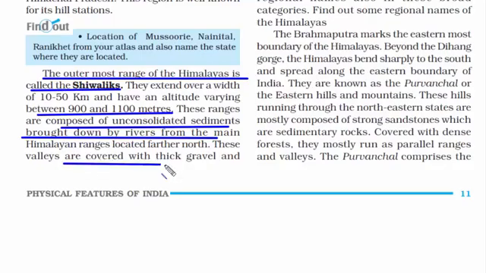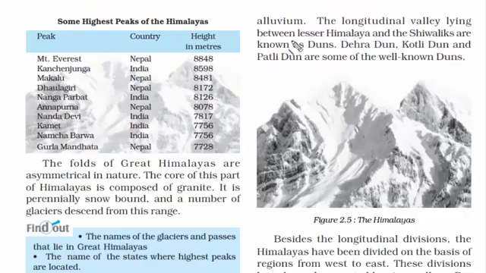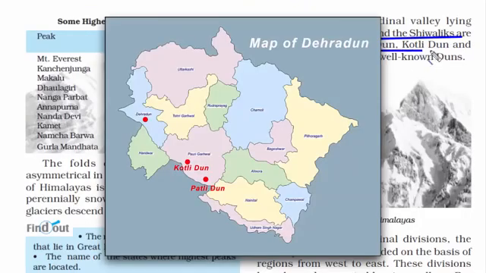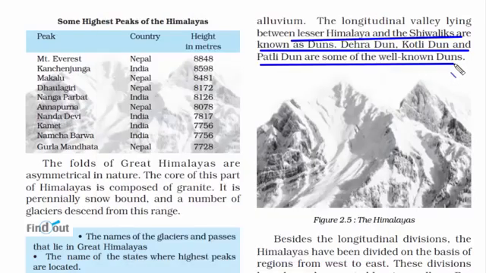And this range is also rich in alluvium soil, and some of the famous duns like Dehradun, Kotli Dun, Patli Dun are well known and they are present in this range. So this was all about the three important ranges of Himalaya.